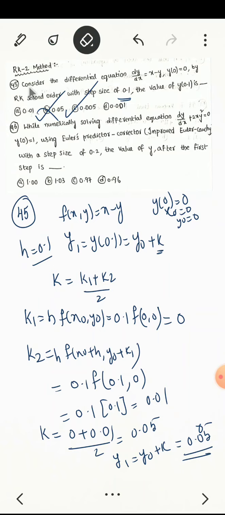Okay, let us solve the next problem. We will stop here and do it in the next lecture.